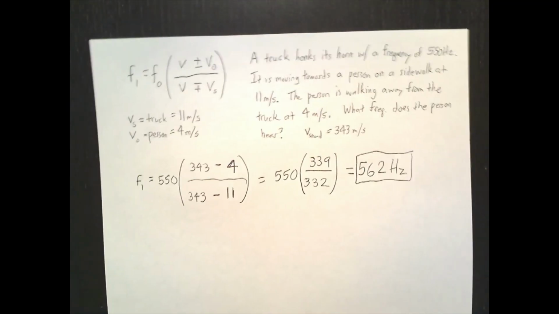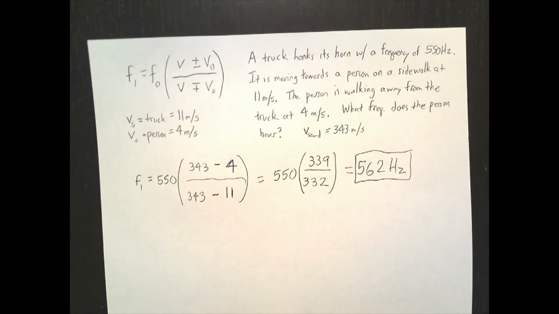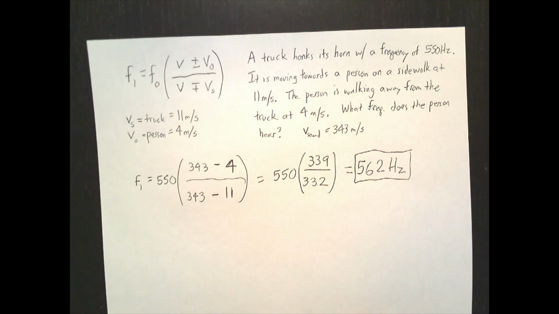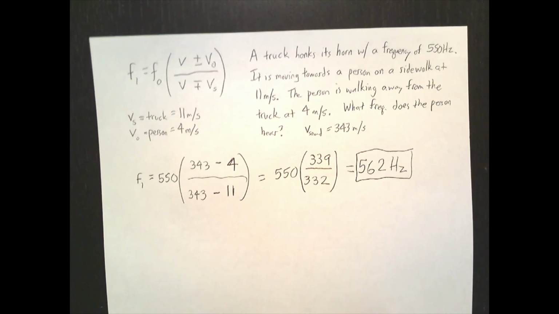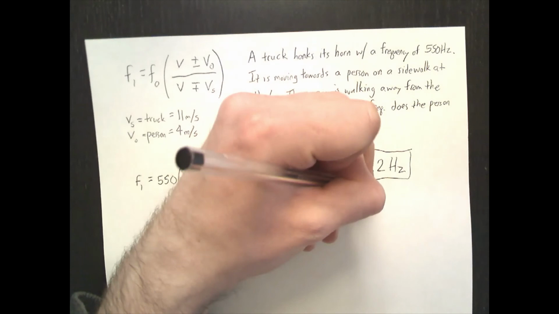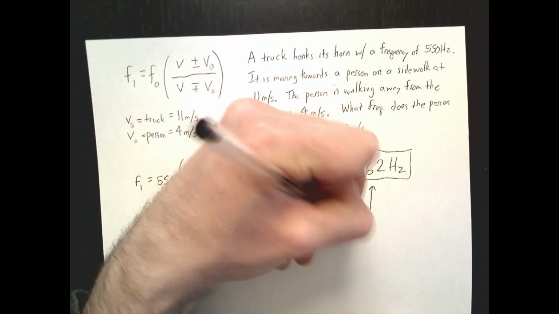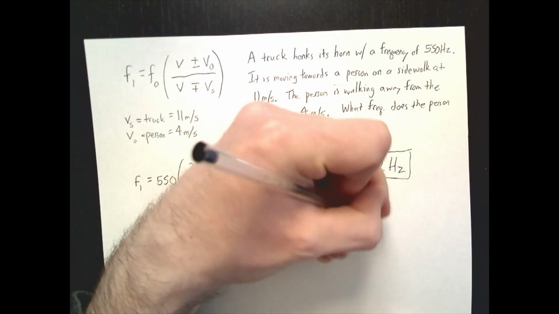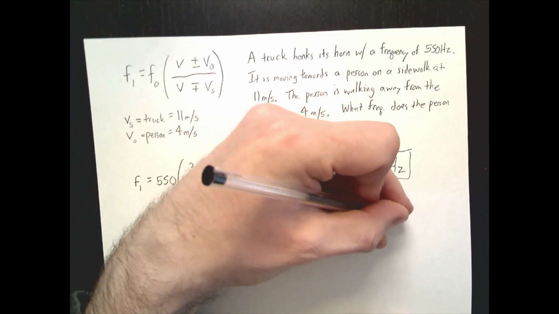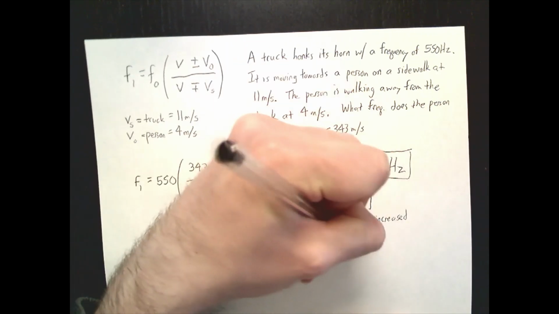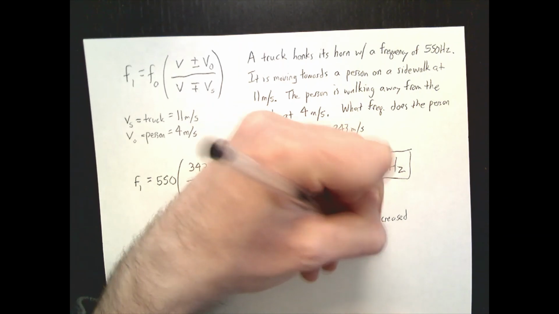So the frequency went up from what it was before, and this makes sense. Even though the person is trying to move away, the truck is getting to him faster than he could ever go, and so therefore the net motion is a together motion. So it makes sense that the frequency increased because truck and person are going to get closer together.